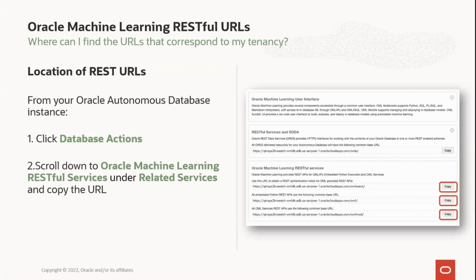In order to get that token and to get access to the REST endpoints, you need the OML URLs that correspond to your tenancy and database. And you can get these from Database Actions under related services. There are two URLs that you need there. One is for OML Services, which is a different OML product. But for OML4R, there's one URL that's used to get the token, and then another URL that you will use to list and run the scripts that you've saved in the script repository. So you'll copy those and keep them handy.